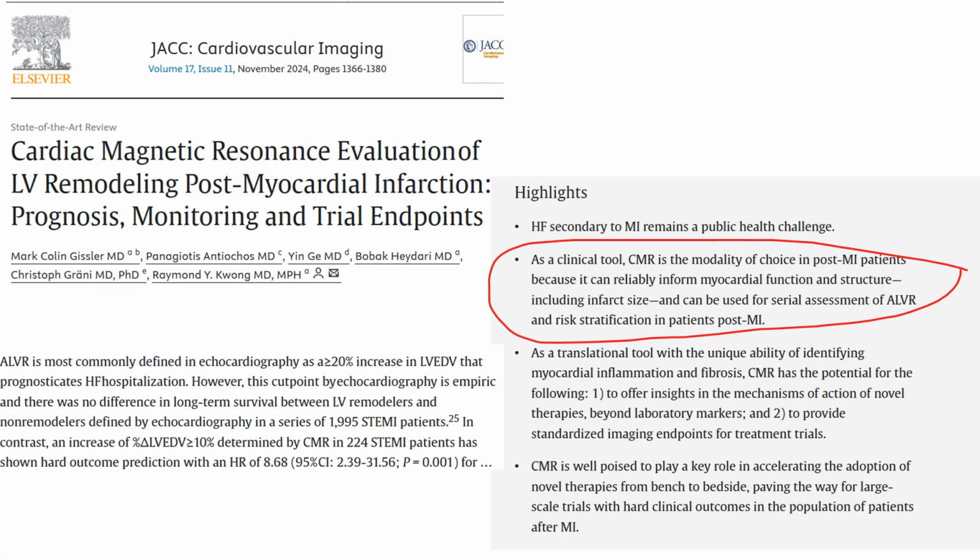There is this article that just came out in JACC where they postulated that cardiac MR in evaluation of LV remodeling in post-MI patients is the modality of choice, because it can reliably inform myocardial function and structure, including the infarct size, for serial assessment of LV remodeling and risk stratification post-MI.